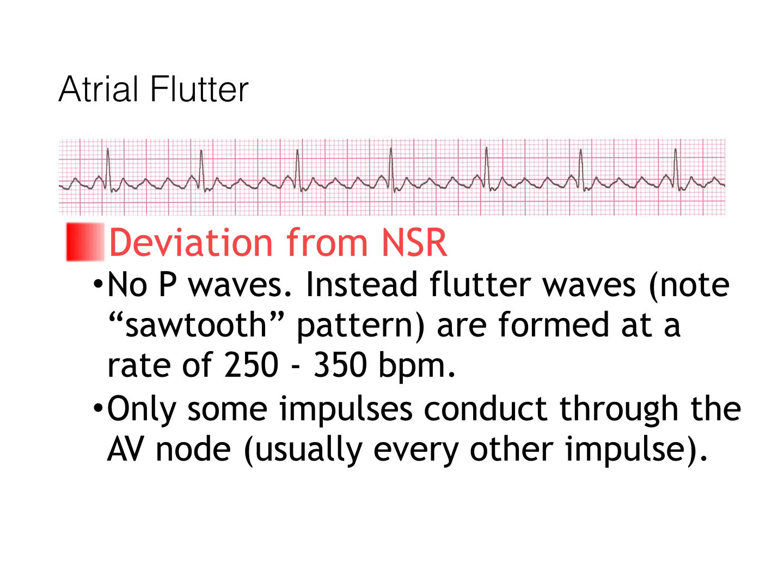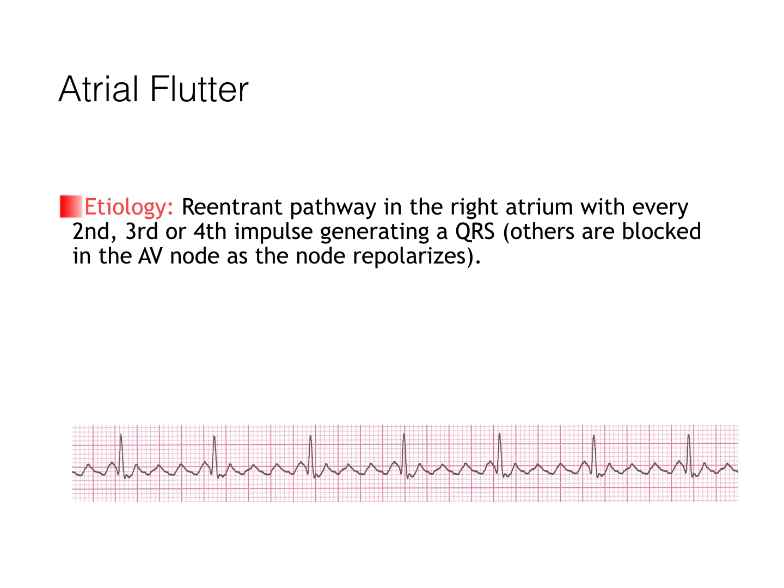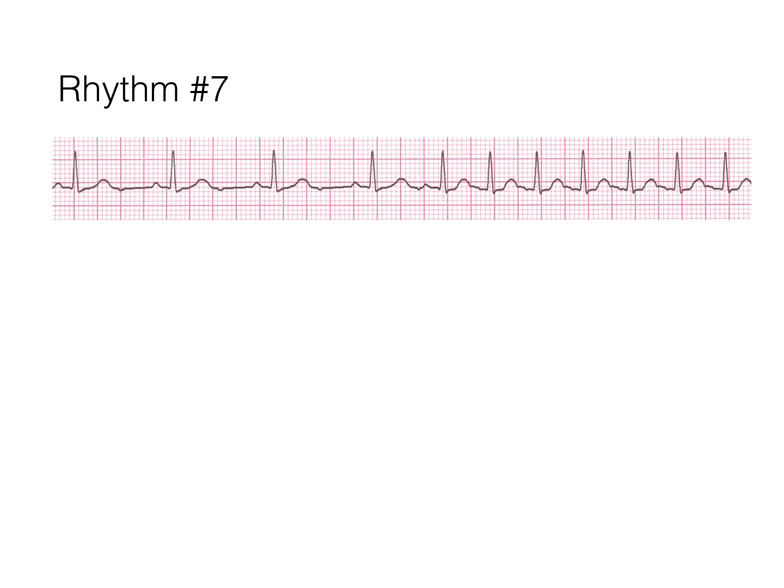There are no P waves; instead, flutter waves are formed at a rate of 250 to 350 beats per minute. You can observe the sawtooth pattern. Only some impulses are conducted through the AV node. It is a re-entrant pathway in the right atrium, with every second, third or fourth impulse generating a QRS complex. Others are blocked in the AV node as the node repolarizes.